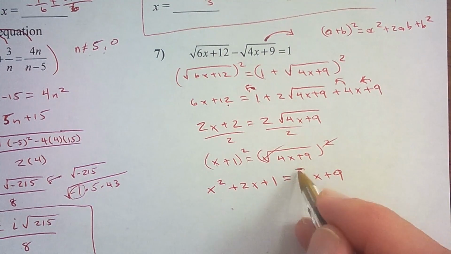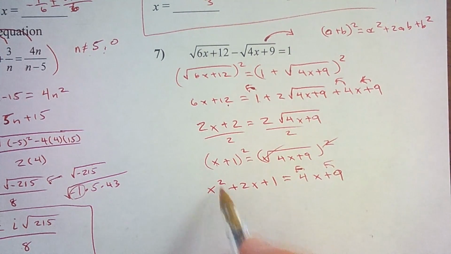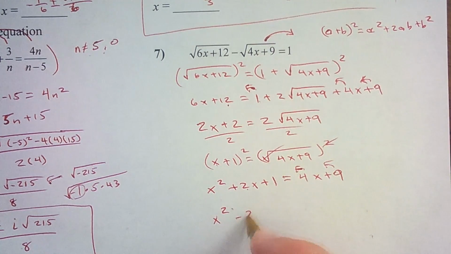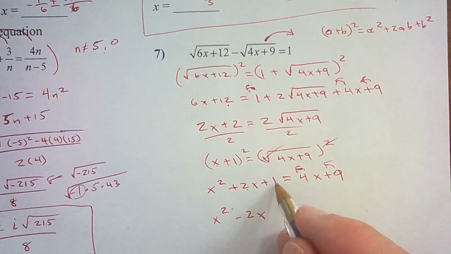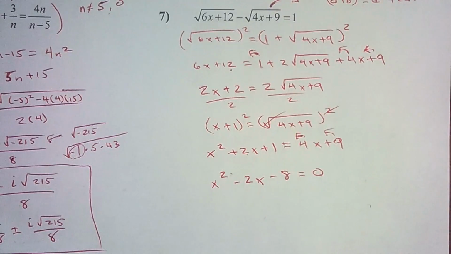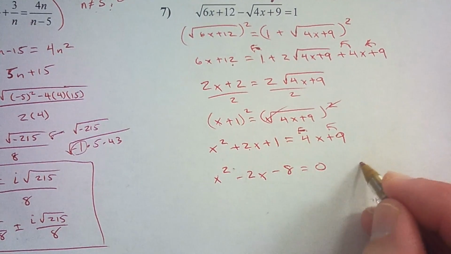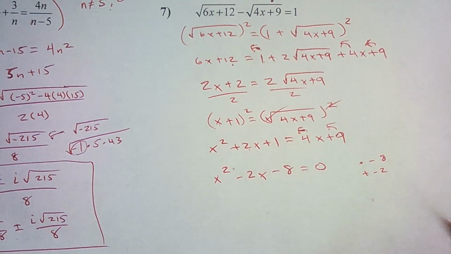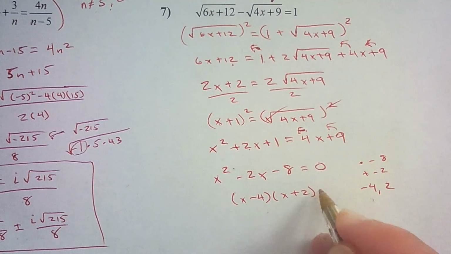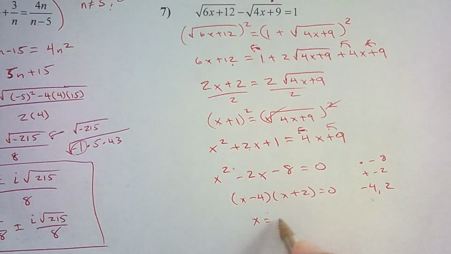Okay, now let's get everything on the same side where the x squared term is positive. So x squared, 2x minus 4x is minus 2x. Okay, and then 1 minus 9 is negative 8. And I think we can probably factor this. Multiplying to negative 8 and adding to negative 2, we could use negative 4 times 2, negative 4 plus 2. So we have (x minus 4)(x plus 2) equals 0. So x is 4 and negative 2.